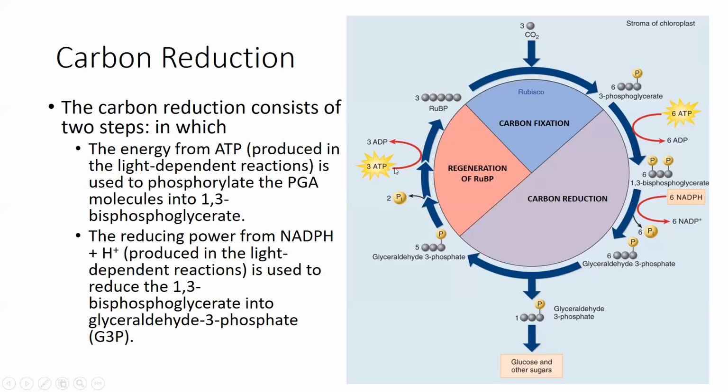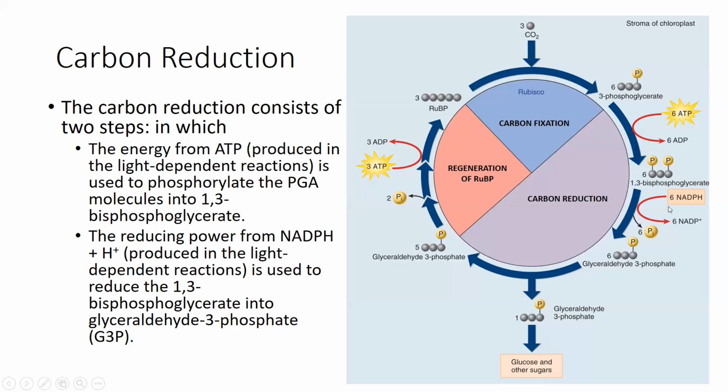For the second phase, carbon reduction, there are 2 steps. That means there are 2 reactions here. The energy from ATP, which is produced from the light-dependent reactions, is used to phosphorylate the PGA into 1,3-bisphosphoglycerate. So there are 2 phosphate groups here.